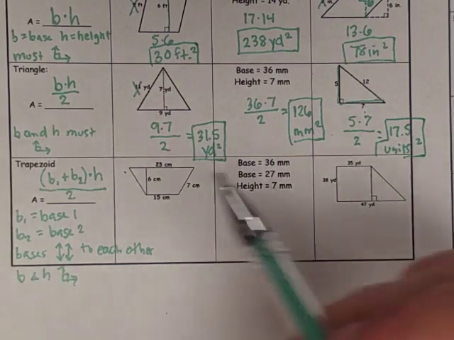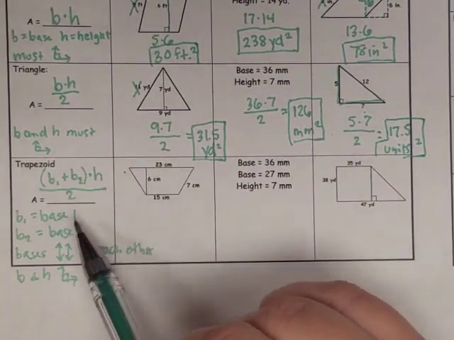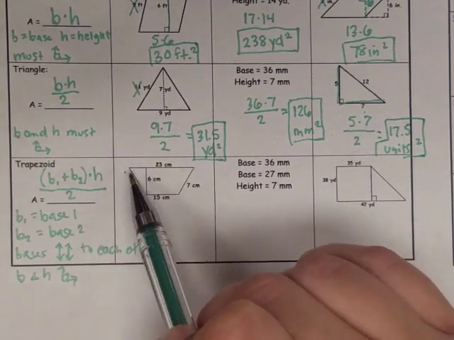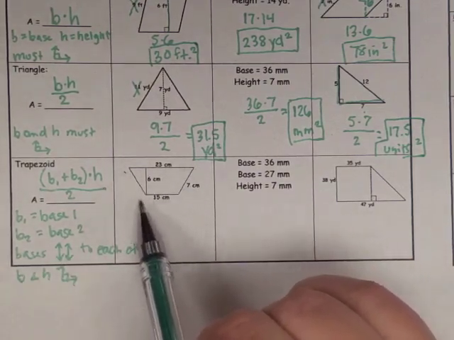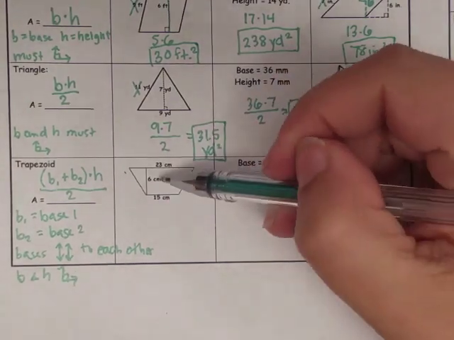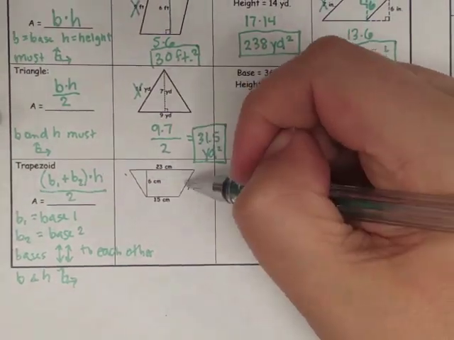So with trapezoids, your bases, base 1 plus base 2, your bases must be parallel to each other. So for example, 23 and 15 are your bases, and then your height must be perpendicular, so we're going to use the 6. So we don't need the 7.